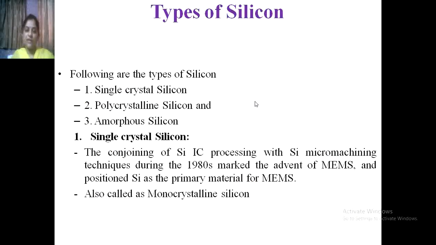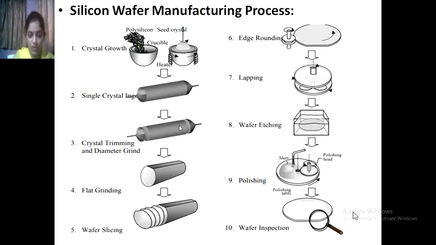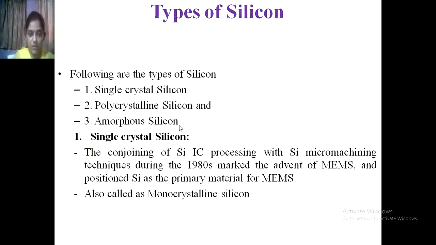Then next is the types of silicon. Following are the types of silicon: single crystal silicon, polycrystalline silicon and amorphous silicon. Using these silicon wafers, the silicons are made up into single crystal silicon, polycrystalline silicon and amorphous silicon. So next is the single crystal silicon.